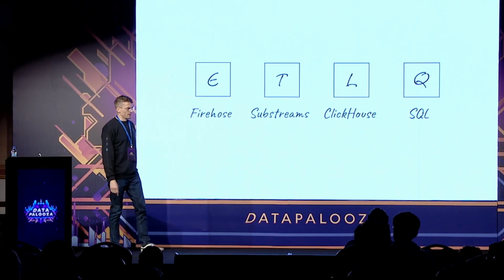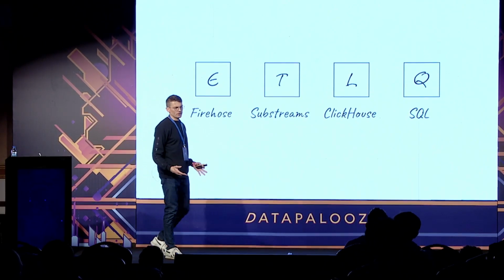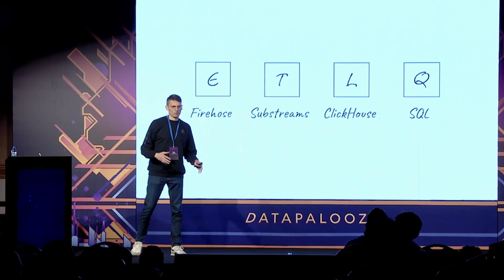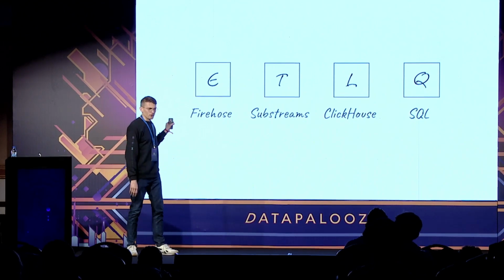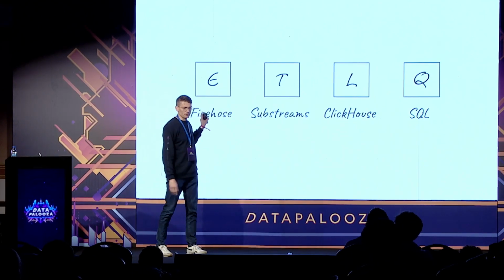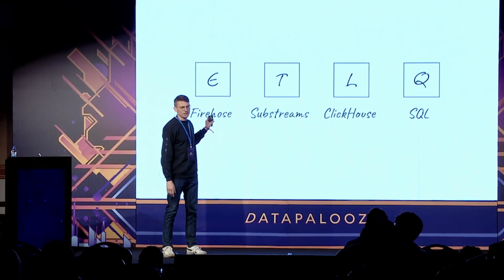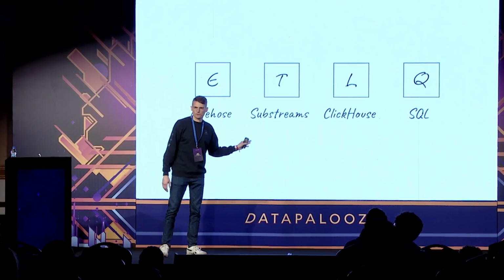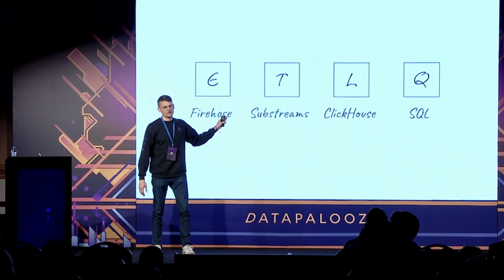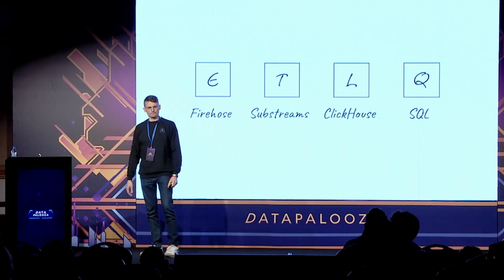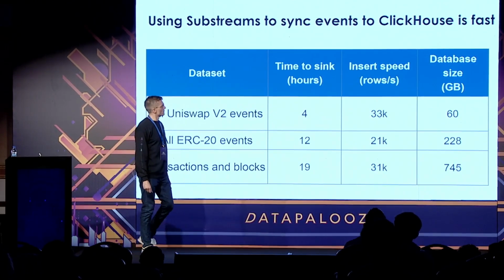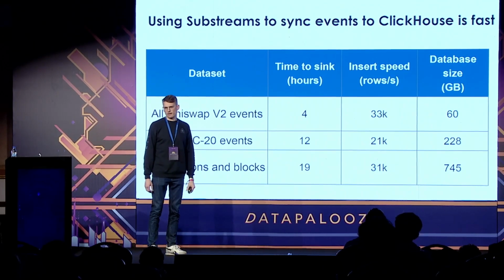Now, if you've been in the earlier talks, you've heard us talking about extract, transform, load, query. And so with our substreams ClickHouse solution, we extract the blockchain data using Firehose. We filter the Firehose data with substreams. That data then gets synced to ClickHouse. And it's very quick to process data using this flow.